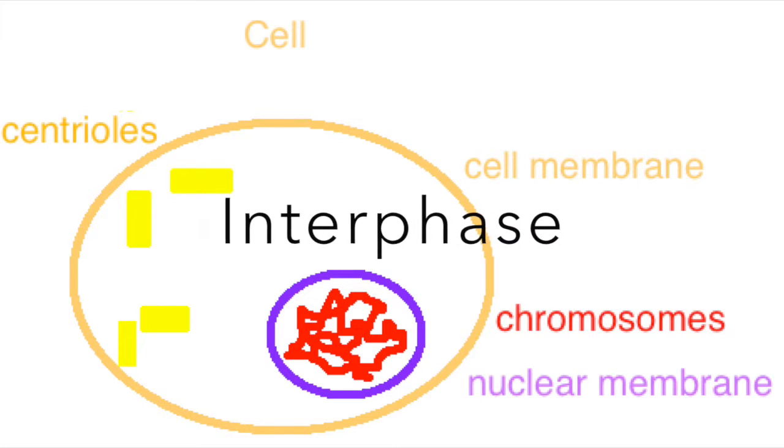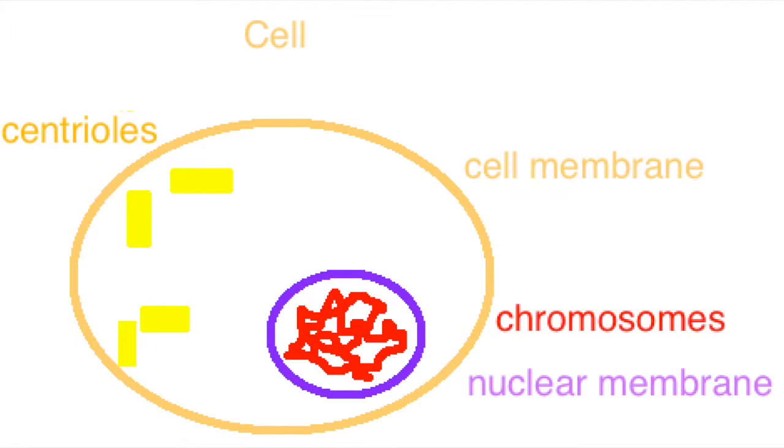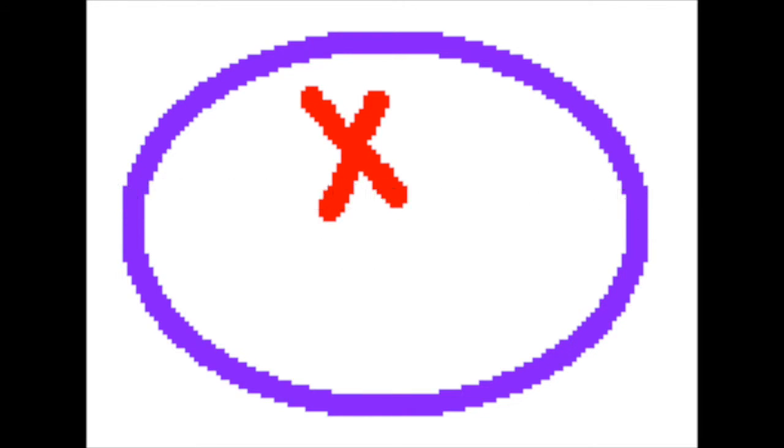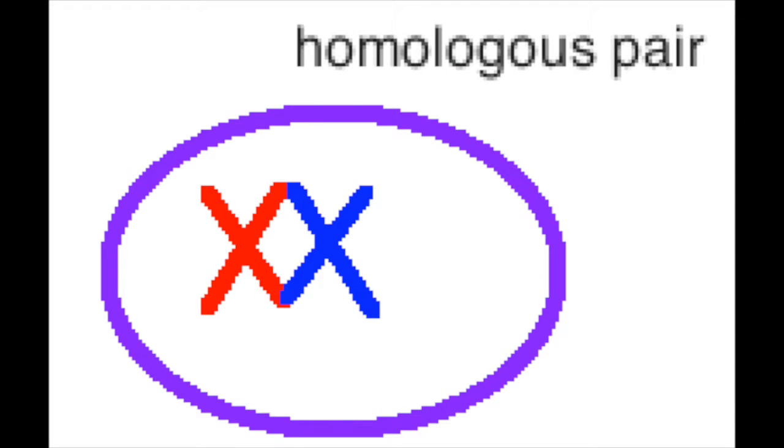The first part of meiosis 1 is interphase. It's when the cell duplicates its chromosomes and centrioles. The next step is prophase 1. The strands of DNA, chromatin, coil up into chromosomes, which are made up of 2 sister chromatids. These 2 sister chromatids, identical copies of the same DNA, are joined together at the centromere.